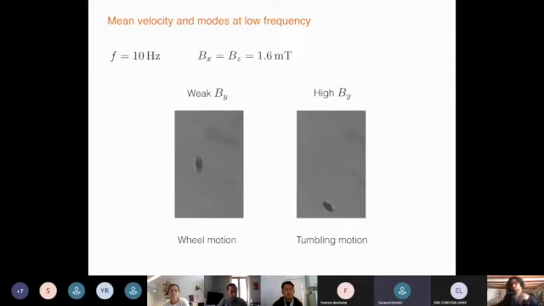Then, if you increase the static transverse component of the field, you will go from this wheel motion to what we call the tumbling motion. Here you can see that the triangle goes a bit faster, and at some point the polarity of the field is also switched, reversed, and the triangle goes back to its position.